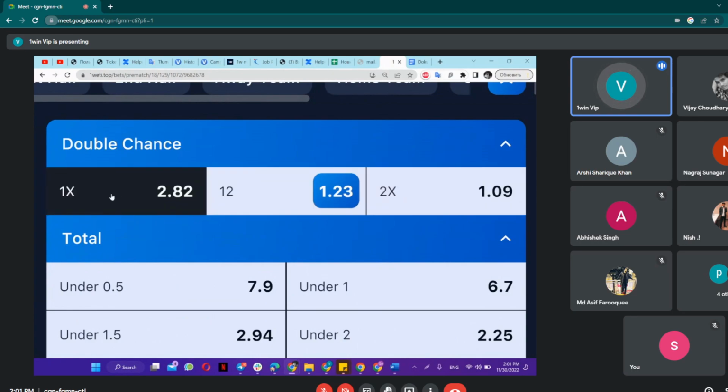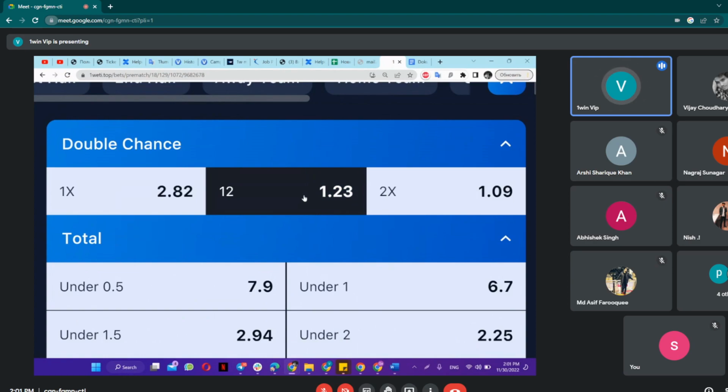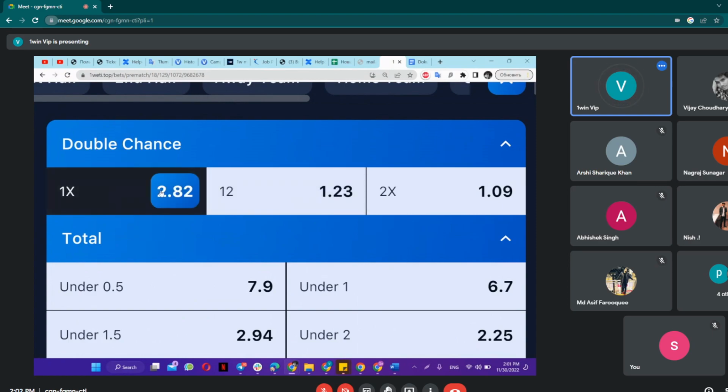So to win this bet, we need to win at least one of the parts of the bet. So here, first team should win for me to win my bet and receive my winning amount according to the coefficient, or the match score should be a draw. 1-1, 2-2, 3-3, 0-0. So the same amount of goals made by both of the teams.